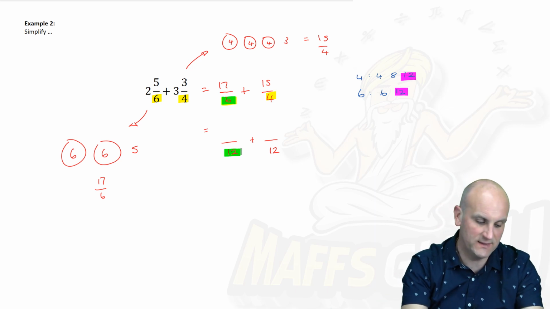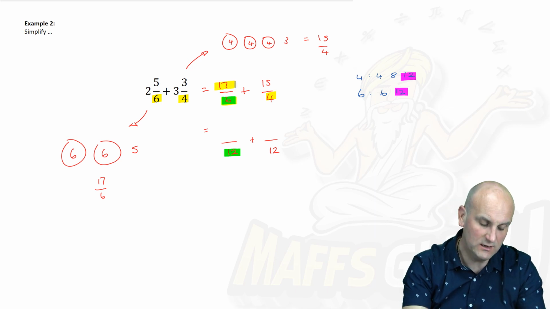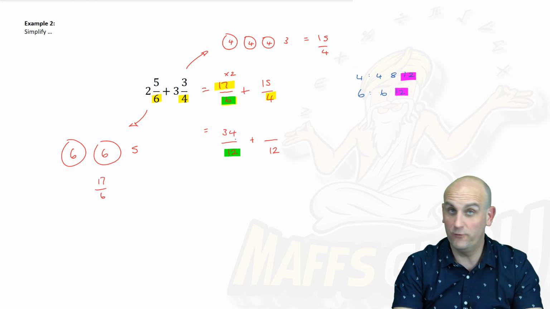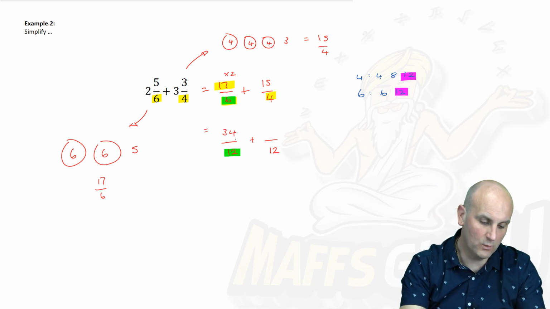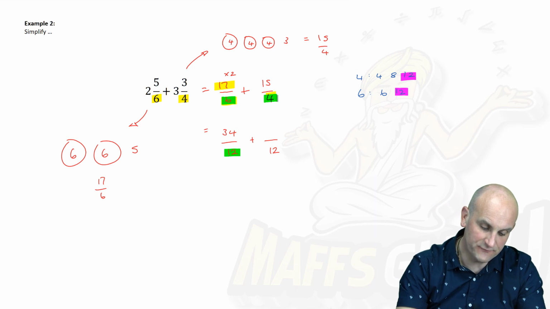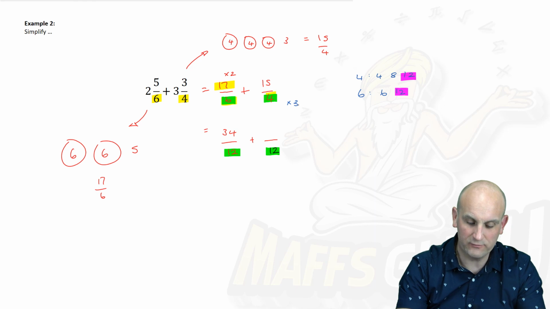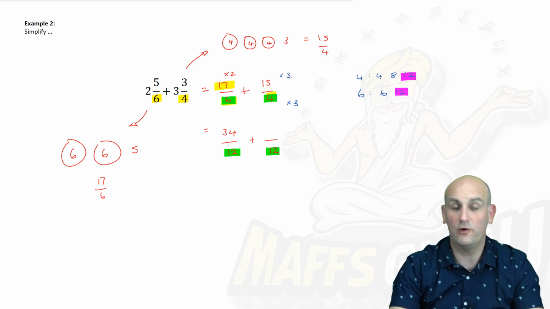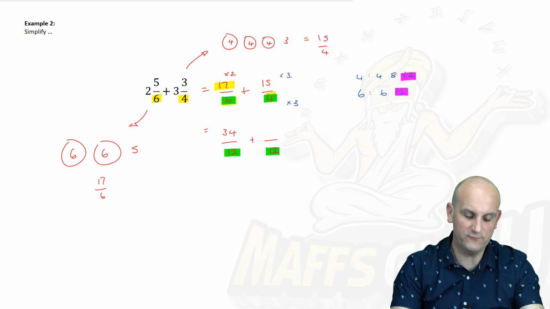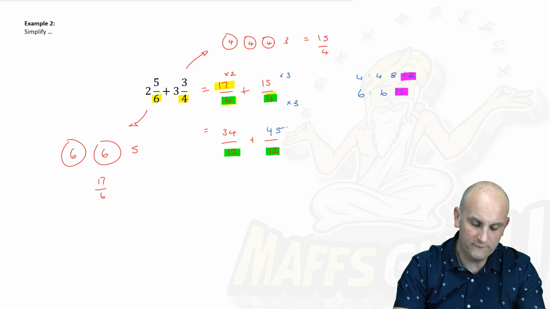What I do to the bottom, I must now do to the top. My top number is 17, which I'm now going to have to double, which gives me 34. What about my next number? This was a 4 and it's turned into a 12. How many times bigger is that? It's 3 times bigger. So I have to make the top 3 times bigger as well. So 15 times 3 is 45.